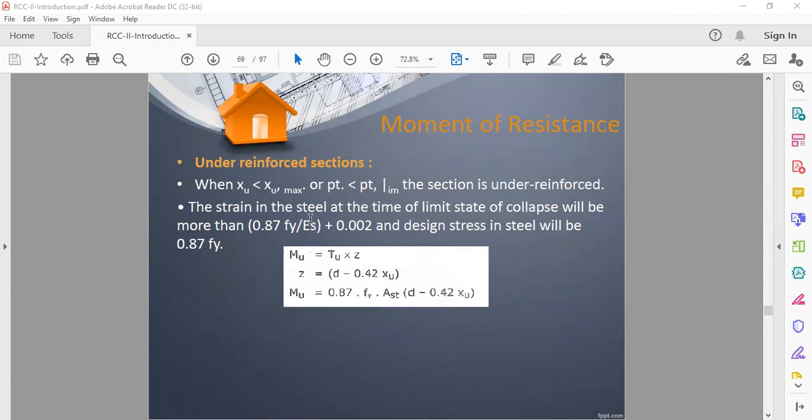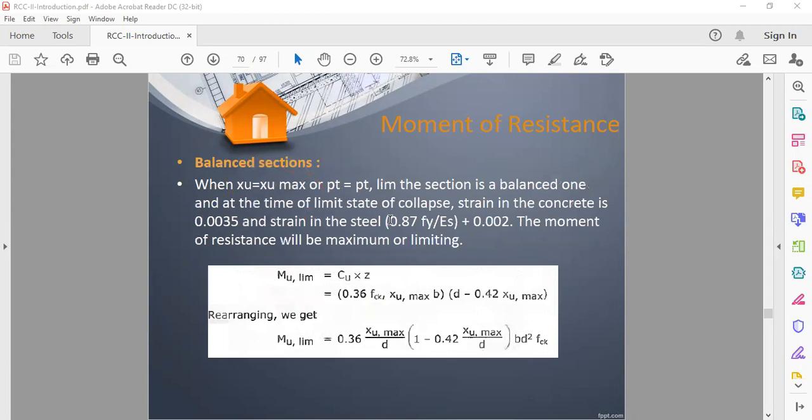Similarly, this was for the under-reinforced section. When we say under-reinforced section, this is the condition: if Xu is less than Xu max, or Pt is less than Pt limiting, then we can say it is basically the under-reinforced section. Now, what is the second part? The second part is the balanced section. So you got the concept of under-reinforced, and now the next part is the concept of the balanced section.